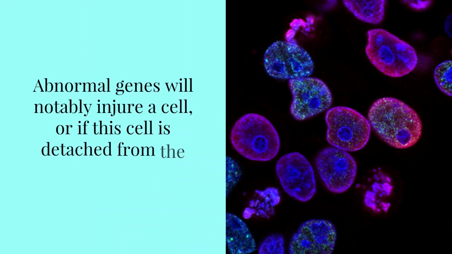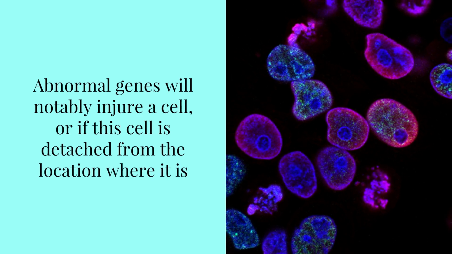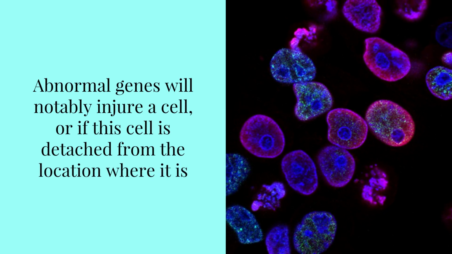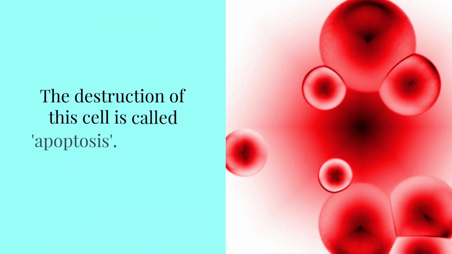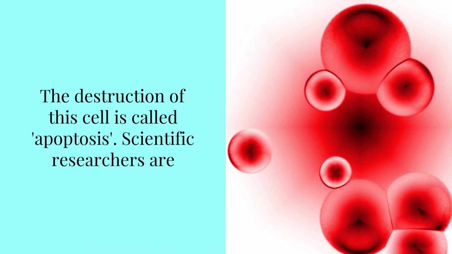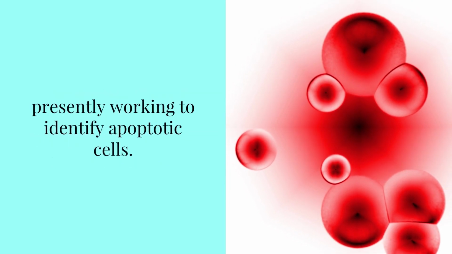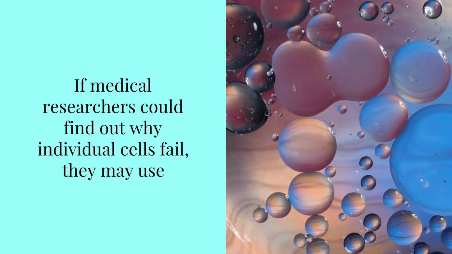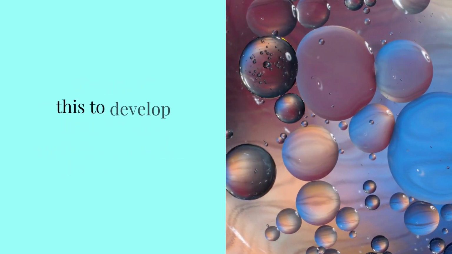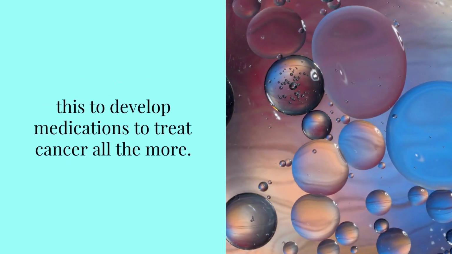Abnormal genes will notably injure a cell, or if this cell is detached from the location where it is positioned, it will commit suicide. The destruction of this cell is called apoptosis. Scientific researchers are presently working to identify why individual cells fail, and they may use this to develop medications to treat cancer all the more.